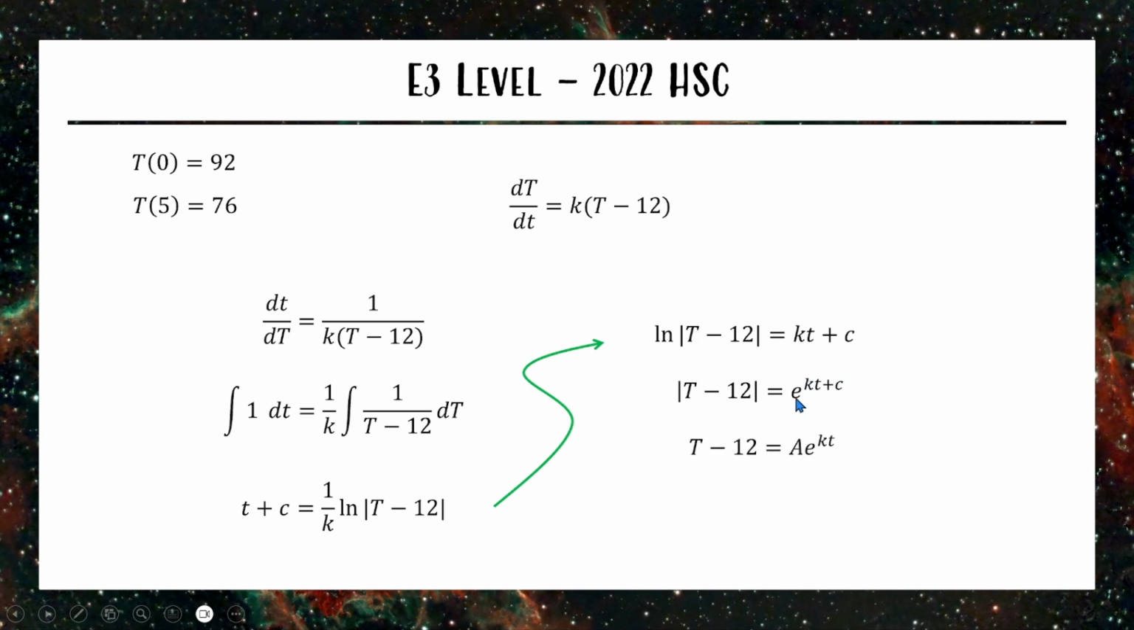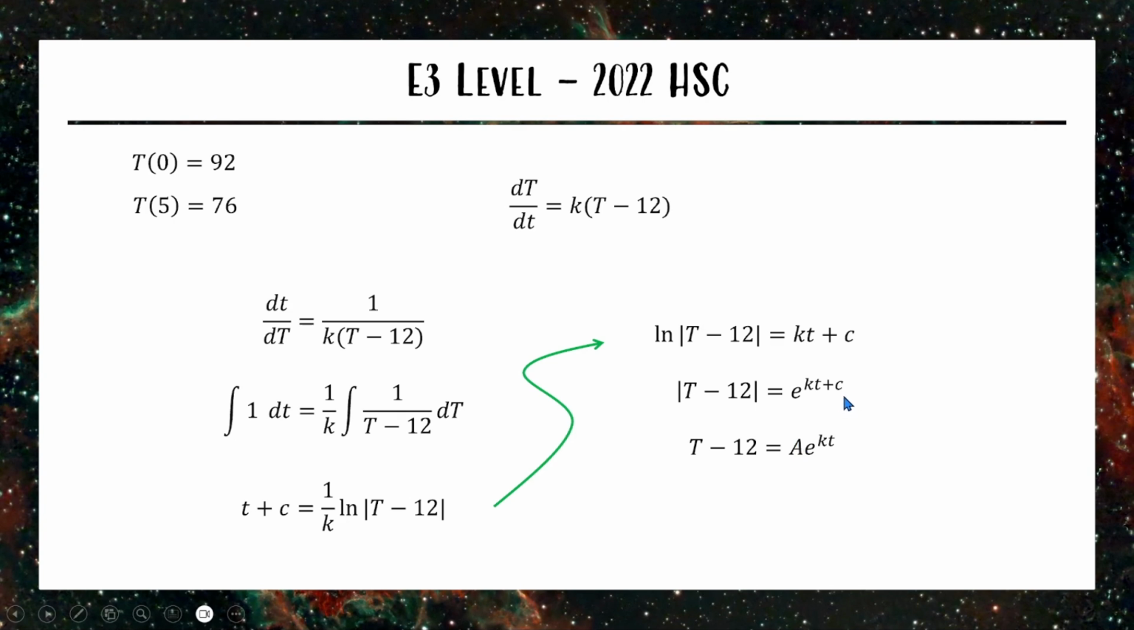Now we're going to get rid of our absolute values because we can split this apart by writing this as e to the kt times e to the c. Okay, so we're just using a reverse power rule here. e to the c is just a number, so we're just writing it as a. So a is the placeholder for e to the c.